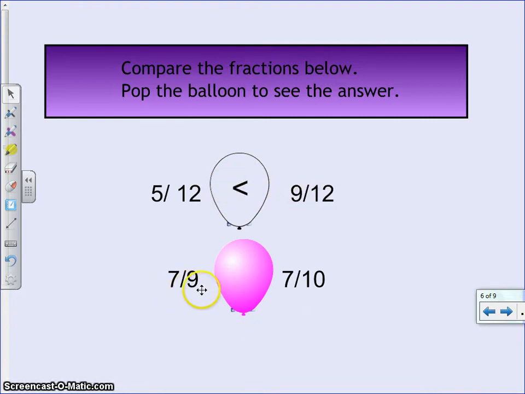Now we look down at 7/9 and 7/10. Now the denominators are different. One's 9 and one's 10. But the numerators are the same. We don't need to draw pictures. We just have to go back to our saying. If the numerators are the same and the denominators are different, the bigger the denominator, the smaller the fraction. These 10 pieces here are going to be smaller pieces than if I cut that cake or pie or whatever into 9 pieces. So therefore 7/9 is going to be greater than 7/10.